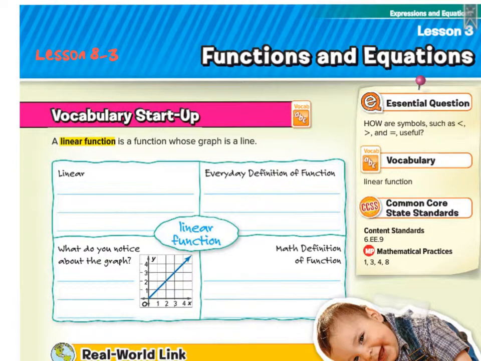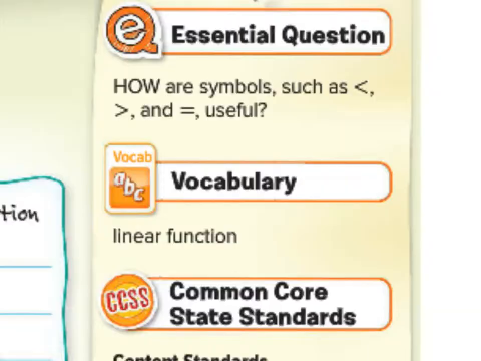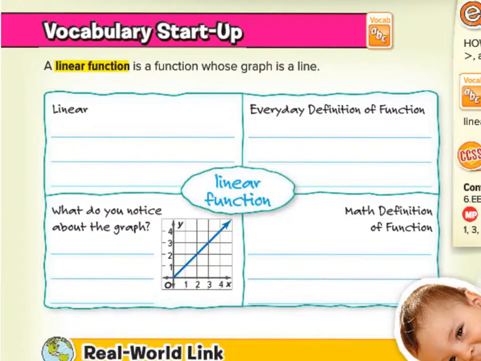Hello everyone, welcome to lesson 8-3, Functions and Equations. In this lesson, we will continue to address the question, how are symbols such as less than, greater than, and equal to useful, as well as we're going to use the vocabulary linear function. So let's start by describing what a linear function is.